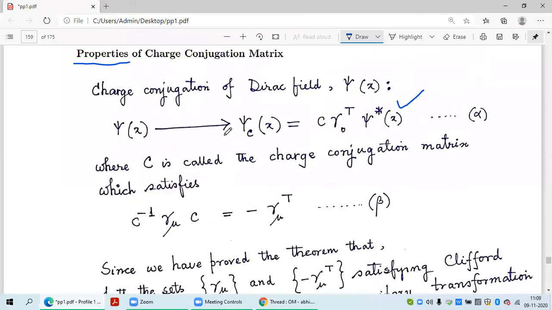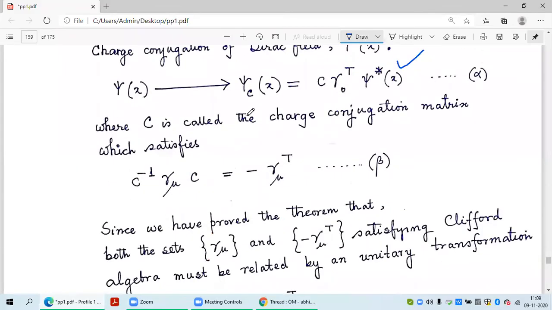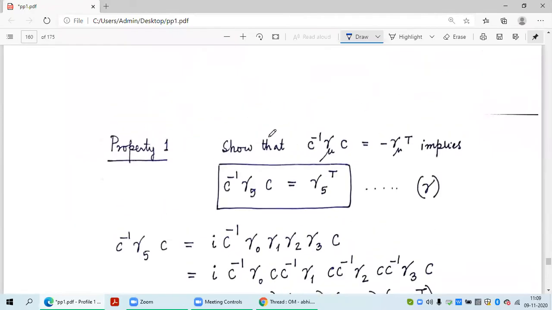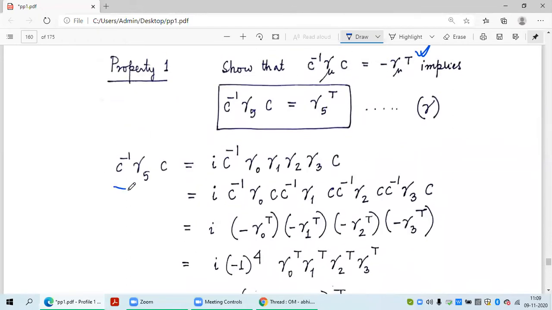So we will study some properties of the charge conjugation matrix today. Now, this first property is that we know the charge conjugation matrix satisfies this relation by the very definition. Therefore, from this you can show that C inverse gamma 5 C is gamma 5 transpose. Using this relation, you can show that. This is an exercise, but you can show it directly because it is simple.